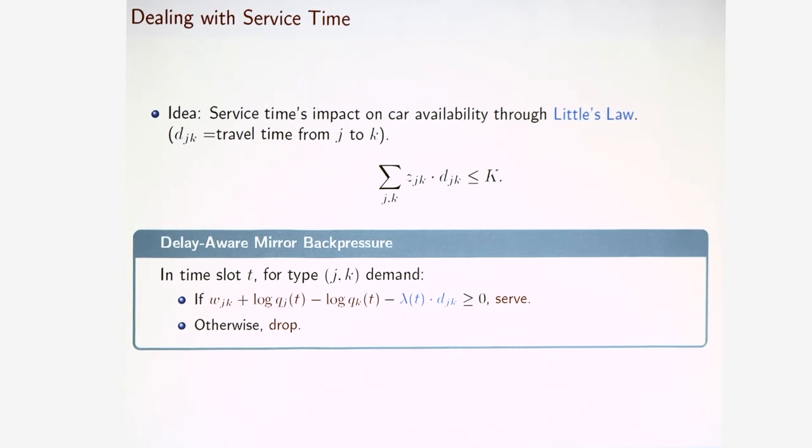The policy now takes the following form. It computes this quantity, which takes into account the payoff, WJK, the reduction of congestion cost, which is the difference of log Q lengths, and a penalization for longer trips, right? And when you do the mirror descent, the lambda T will keep adjusting over time without the need to know the system parameters.